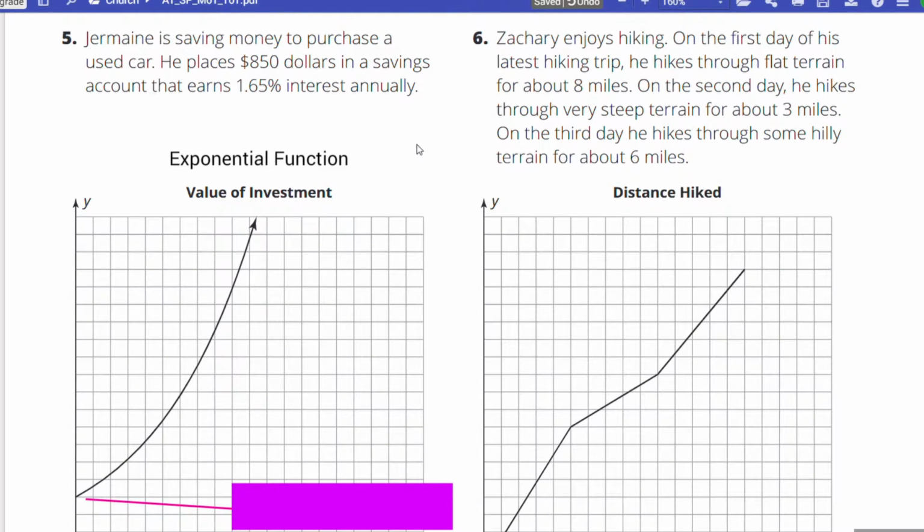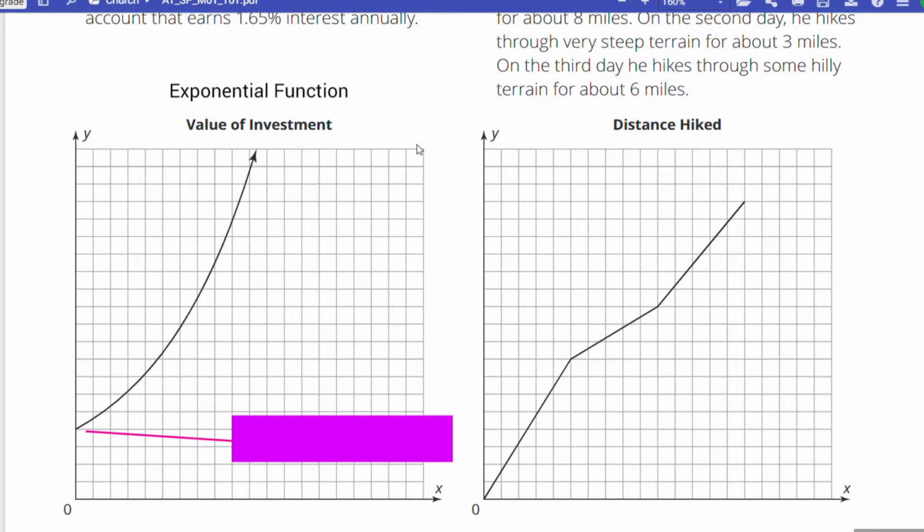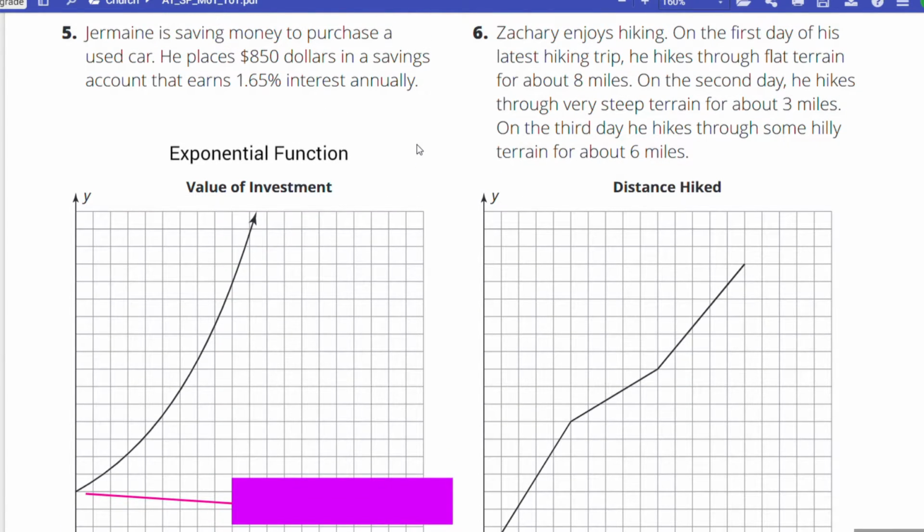We're really comparing interest in dollars, I think, right? Because that's the total amount. Or it could be just the interest itself, but based on the way the graph looks, I think it's the interest in dollars, and I think it's compounded annually.